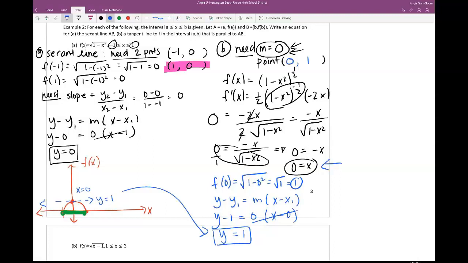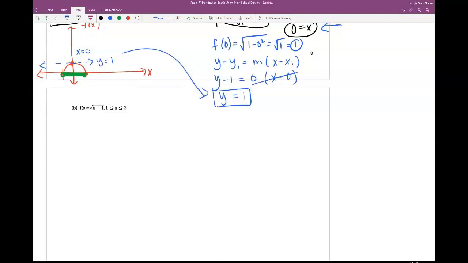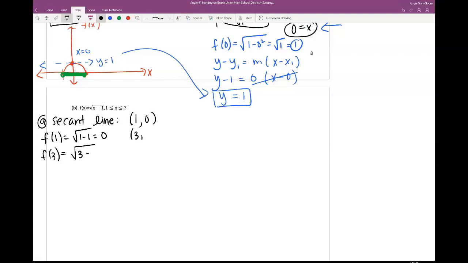Okay? Let's try it again. So this one, we have radical x minus 1, and it is now from 1 to 3. So first, I'm going to see if I can find the secant line. For a secant line, I need 2 points, okay? So first, point 1, f of 1 equals the square root of 1 minus 1, that's going to be 0. And another point is 3, so let's plug it in. f of 3 equals the square root of 3 minus 1, that's going to be the square root of 2.